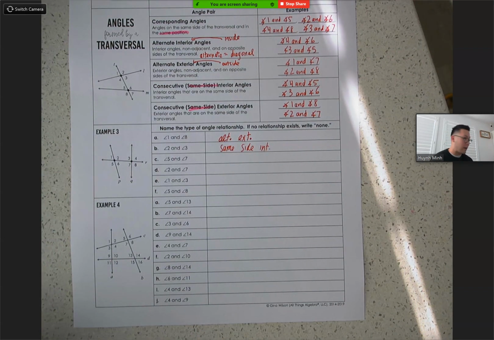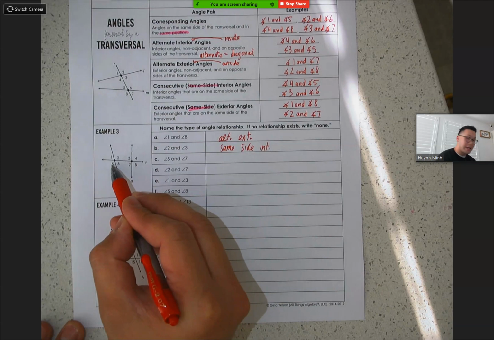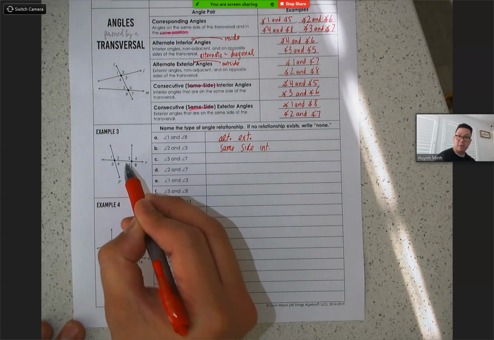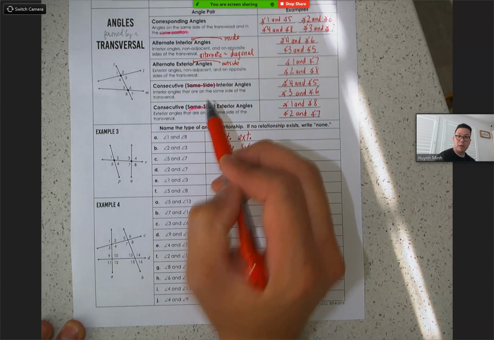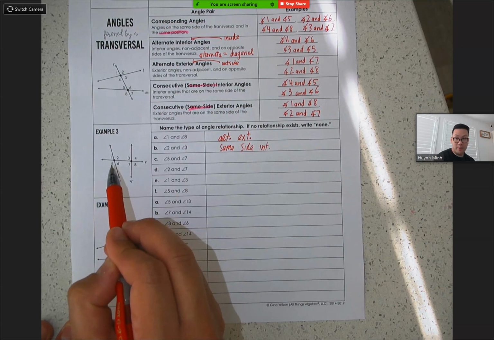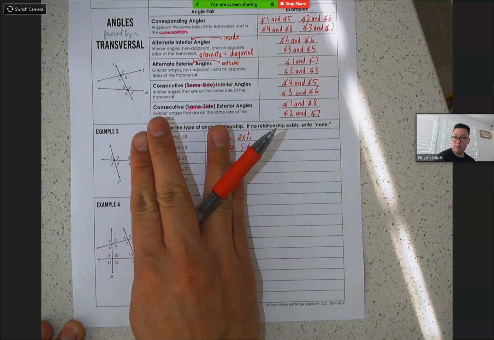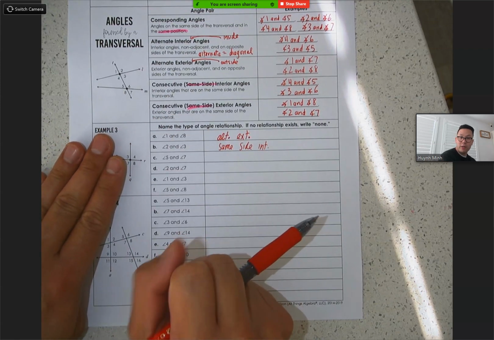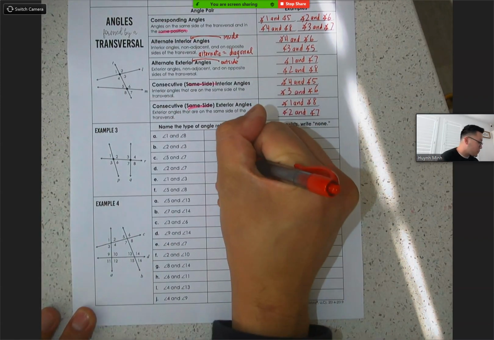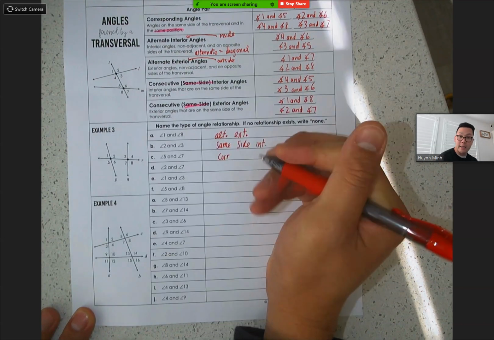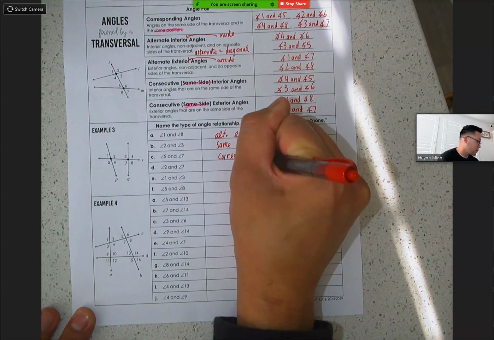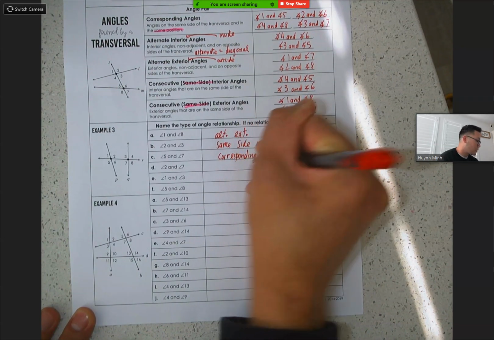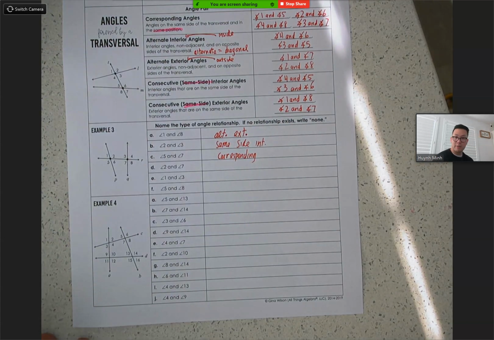5 and 7, let's look at this. 5 is exterior, 7 is interior, so we can't use one of the first 4. But I do know that 5 is on the bottom left corner, right over here, and then 7 is also on the bottom left corner, so this is going to be corresponding angles because they lie in the same position. Alright, corresponding.